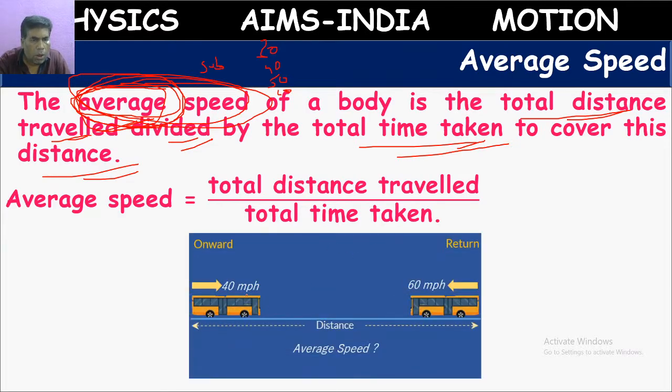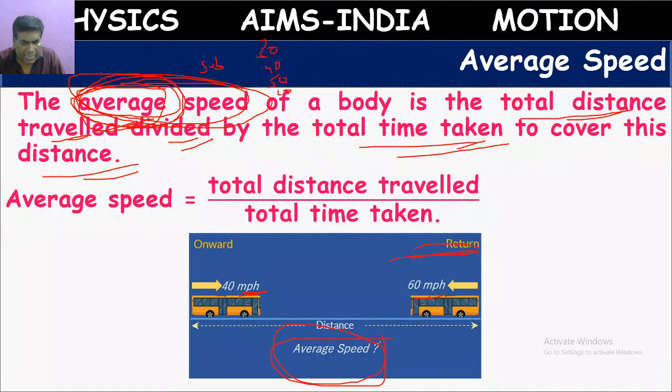Suppose one bus, during its onward journey, is going with 40 miles per hour, mph. During its return journey, it is traveling with 60 miles per hour. Now, what is the average speed in this case? Can you guess the answer?